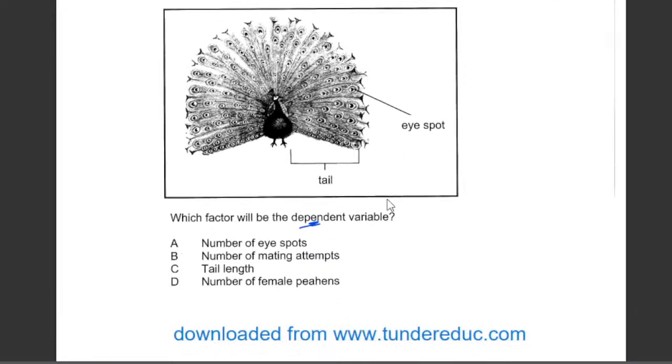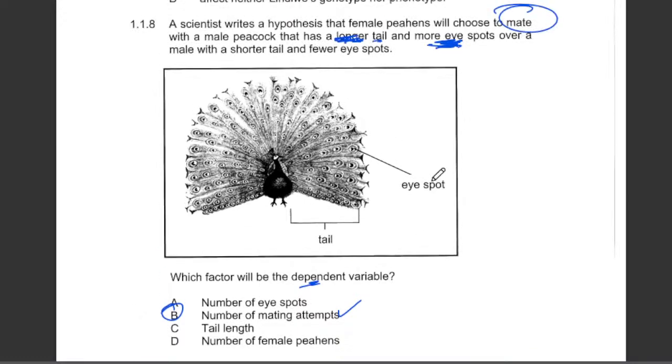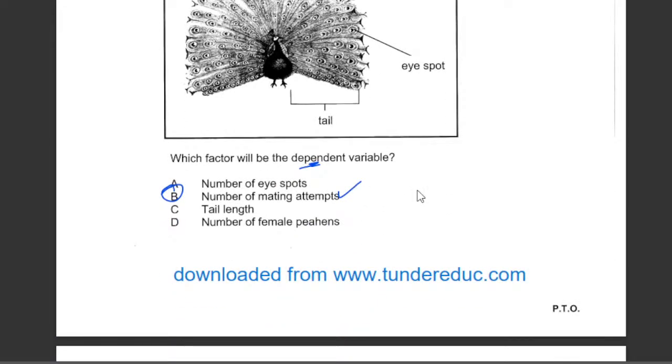Therefore, here the answer becomes, yes, the number of spots. No, the number of mating attempts. How many attempts you are going to get will depend on how long you have. So this one is dependent. It depends. The number of mating attempts will depend on, yes, how many females will come, and when they come, how many attempts you're going to have.